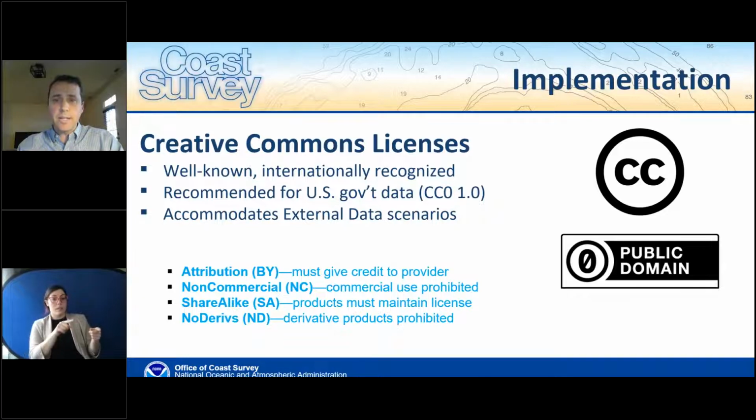The non-commercial tag is self-explanatory. If that's switched on, the data is not to be used for commercial purposes. The share-alike restriction means that any derivative products created from the data need to maintain that same license. And finally, that no derivatives tag means you can't make derivative products from the original data. For Coast Survey, the ENC, marine models, and precision marine navigation are all considered derivative products. Slide, please.